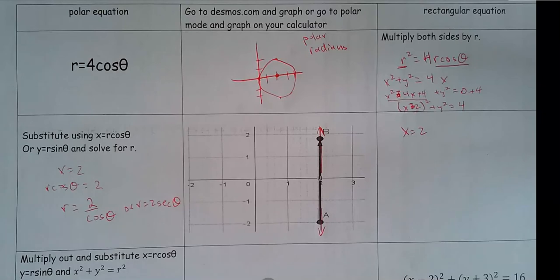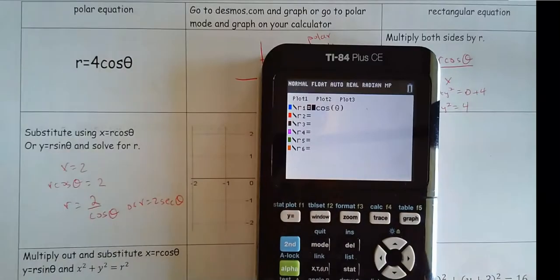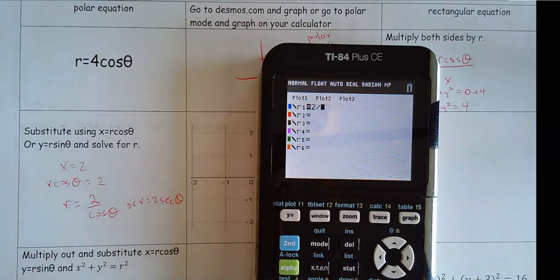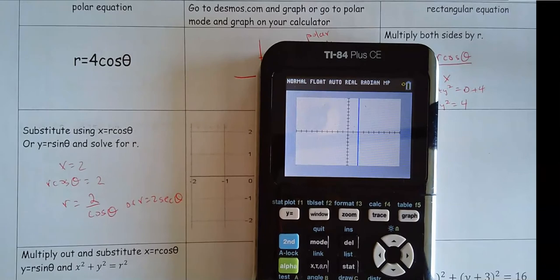Okay, so if you put that in the calculator, 2 divided by cosine theta, and hit graph, there's a vertical line at x equals 2.